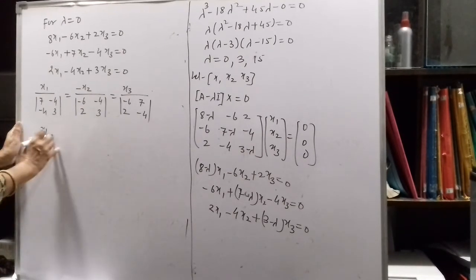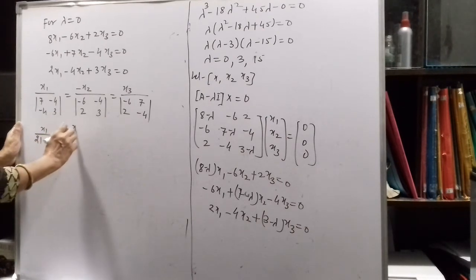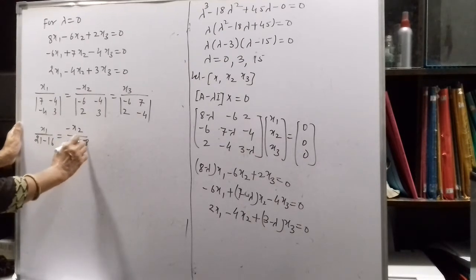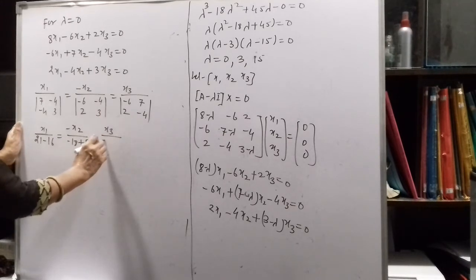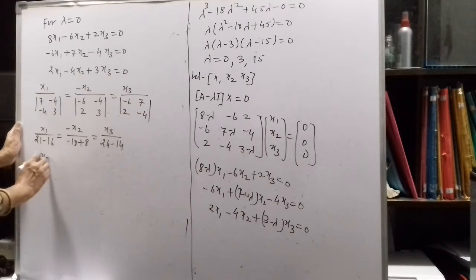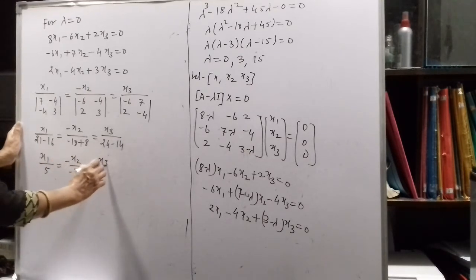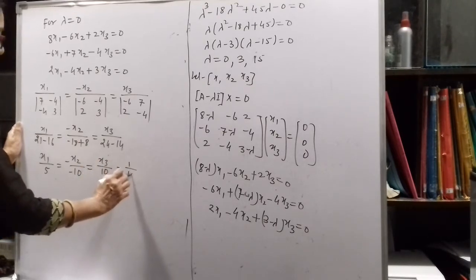Now x1 upon 21 minus 16 is equal to minus x2 upon minus 18 plus 8 is equal to x3 upon 24 minus 14. So we will get x1 upon 21 minus 16, which is 5, is equal to minus x2 upon minus 10 is equal to x3 upon 10. So this we can write as equal to 1 by 10.